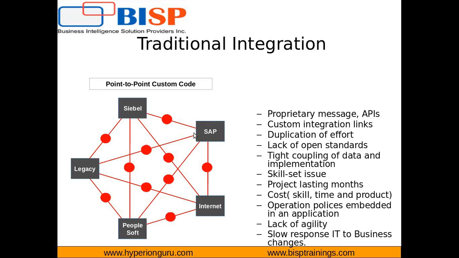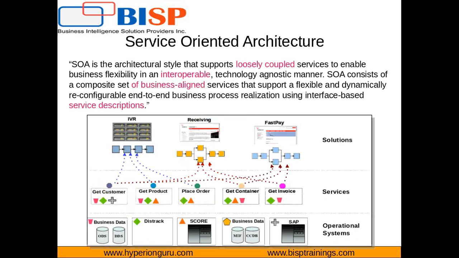Now, in order to solve this, we have the service-oriented architecture. Let me take a step back and go through the definition of service-oriented architecture. It's an architectural style that supports loosely coupled services to enable business flexibility in an interoperable, technology-agnostic manner. SOA consists of a composite set of business-aligned services that support a flexible and dynamically reconfigurable end-to-end business process realization using interface-based service descriptions.